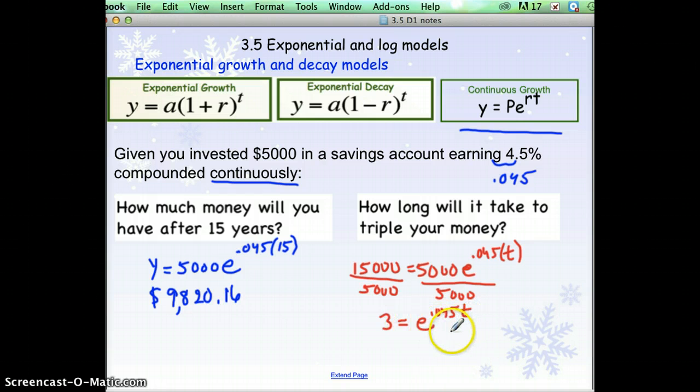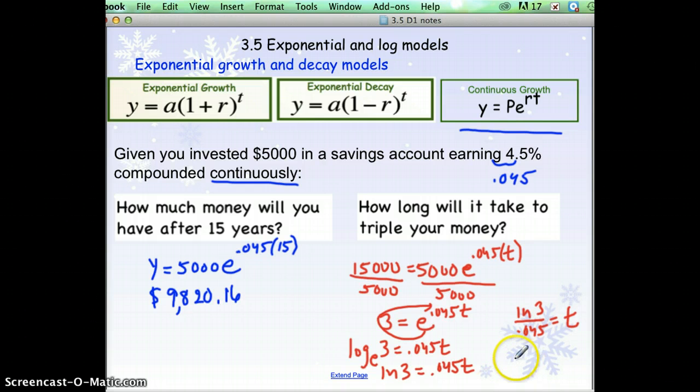Okay, now that we've isolated the exponent, we're going to turn it into a logarithm. So it'll be log base e of 3 equals 0.045 t. And if you want to say natural log of 3, you can. And all you need to do to get t alone is to divide by 0.045. So natural log of 3 divided by 0.045 will give us our time. And type it in. I think we should get 24.41 years because time was in years. You can have a portion of a year, so leave it as a decimal like that.